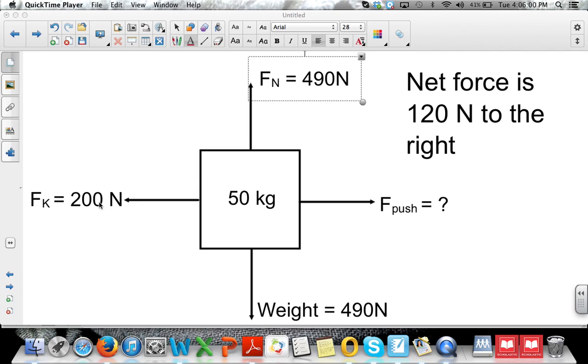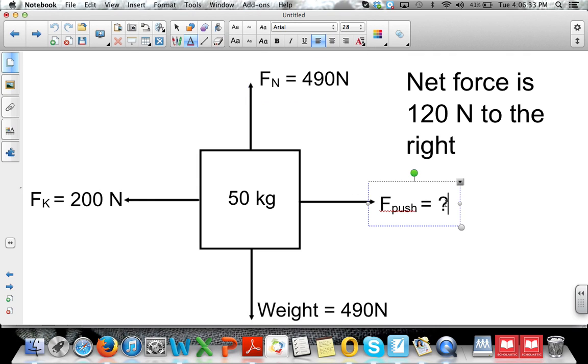But now I have 200 newtons to the left and some number of newtons to the right that I don't know. But I know that the net force is 120 newtons to the right. So that means that when my left and right arrows cancel each other, there has to be 120 newtons left to the right. So my F push has to be 120 newtons bigger than FK, because otherwise I won't have that 120 newtons left. So I'm going to add the 200 and the 120 newtons, and I figure out that my F push is 320 newtons.